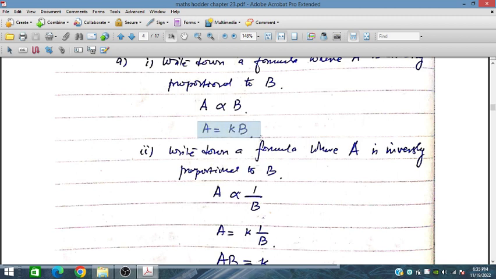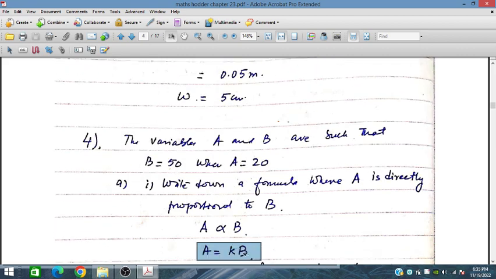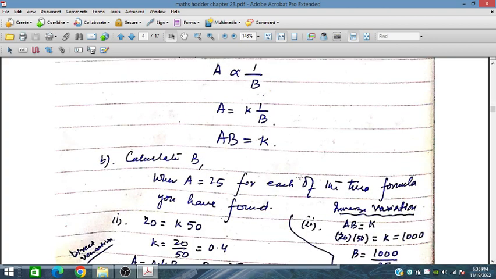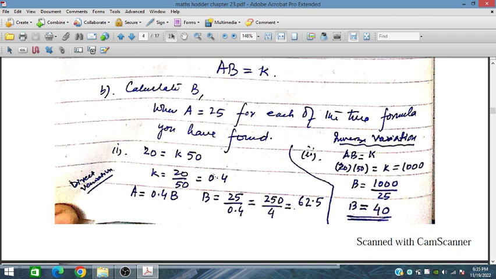From this relationship A is equal to KB, we initially find the value of K from this relation, and after getting the value of K we substitute the value of A and find the value of B. So initially from 20 and 50 we obtained the value of K as 0.4, so A is equal to 0.4B, and A is given as 25, so we write 25 divided by 0.4, so B is equal to 62.5.